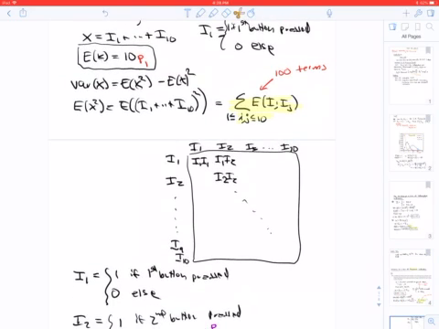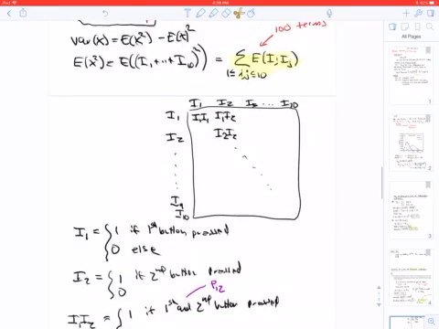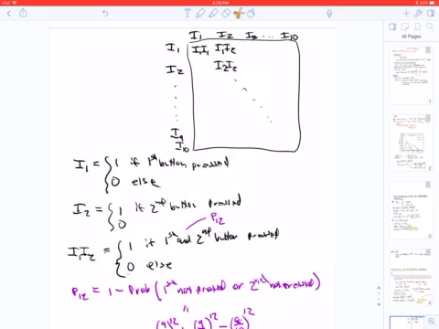One way to visualize these products of indicators is just using a grid. So I'll have I1 to I10 on the top and on the side, and just look at the pairs that we get. The diagonals are I1 times I1, I2 times I2, and so on. And the off diagonals are like I1 I2, and so on. So let's take a look at what I1 I2 is as a product.